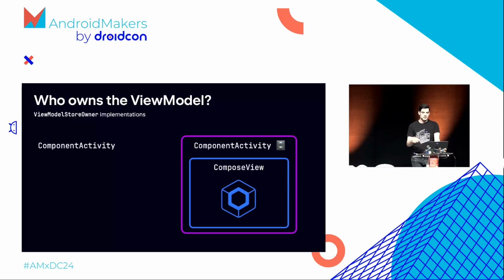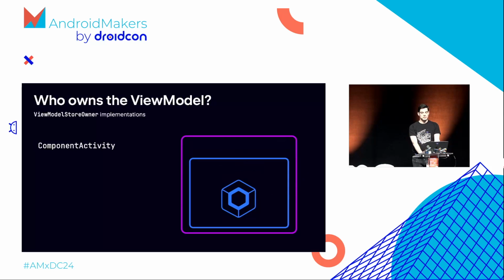Well, on Android, if you're writing a single activity application all in Compose, this would generally be the ComponentActivity, which is essentially a global owner for all ViewModels within the application. And whenever your Compose code requests a ViewModel, that would be stored in the ViewModelStore that's inside your ComponentActivity.